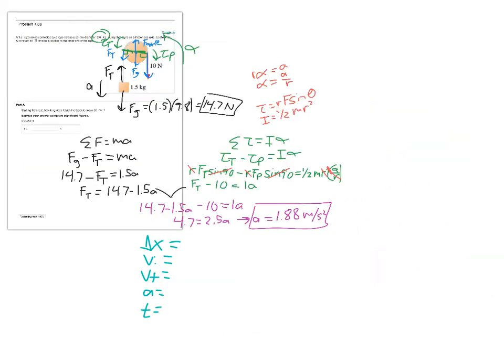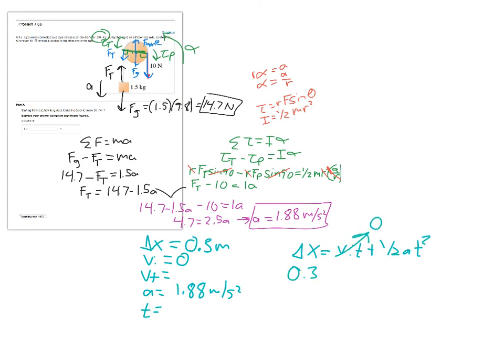Now that we have that linear acceleration, we ultimately are looking for the time it takes that box to move 30 centimeters. So we can go ahead and set up our regular kinematics. The distance is going to be 30 centimeters or 0.3 meters. We're starting from rest, it says, so the initial velocity is 0. And that acceleration is the 1.88 meters per second squared that we just solved for. So I can say delta x equals v_i t plus 1/2 a t squared. That initial velocity term goes away because it's 0.